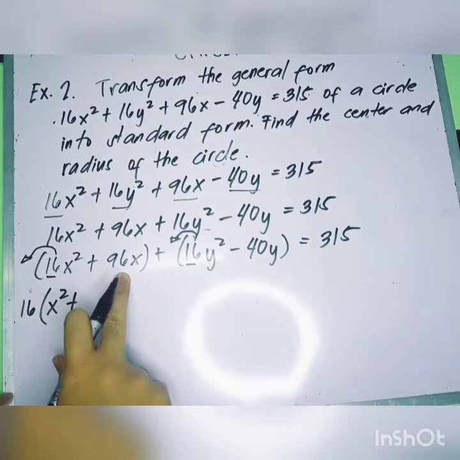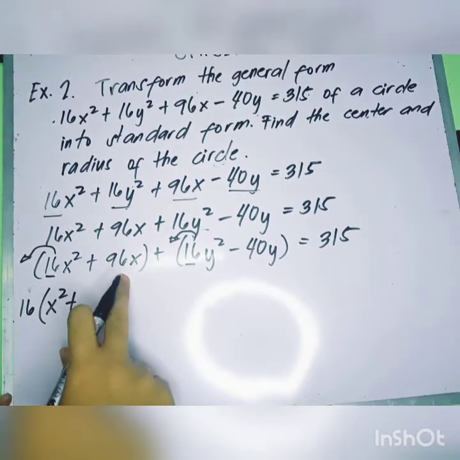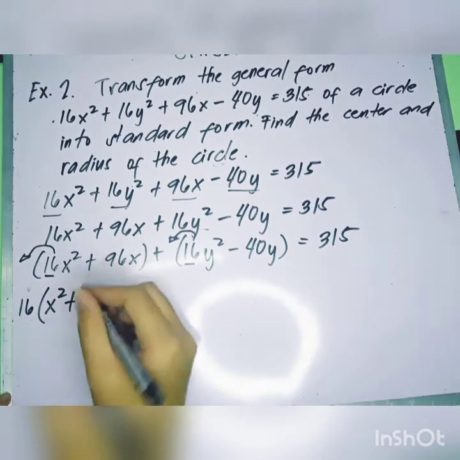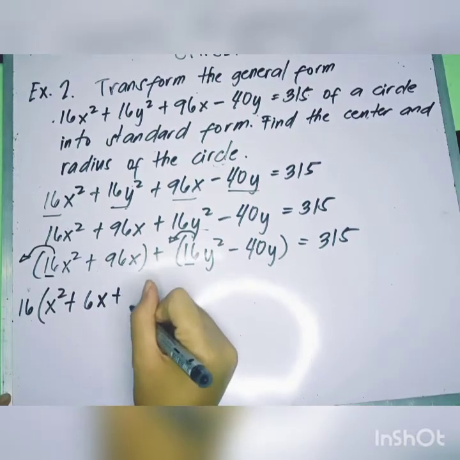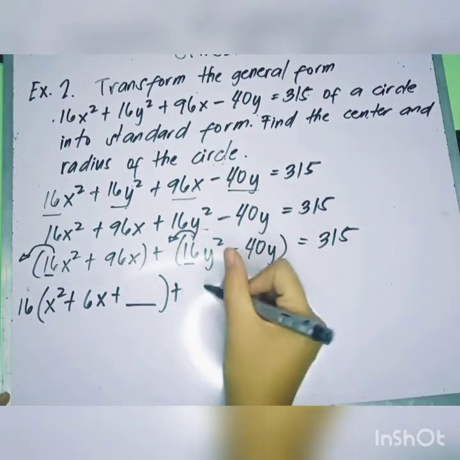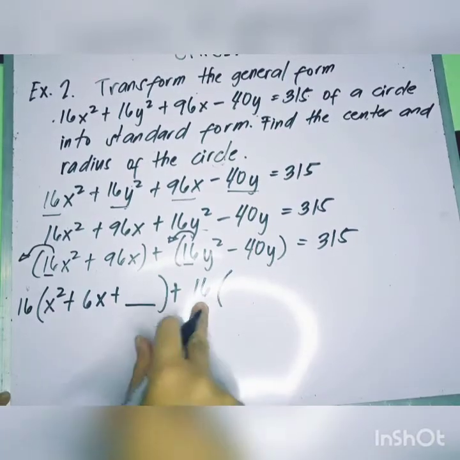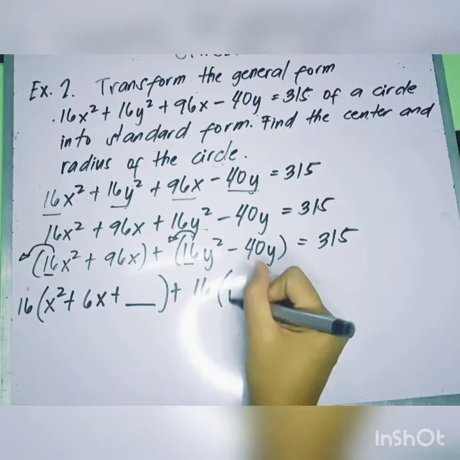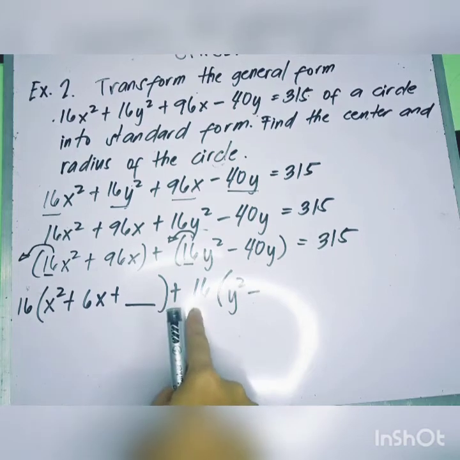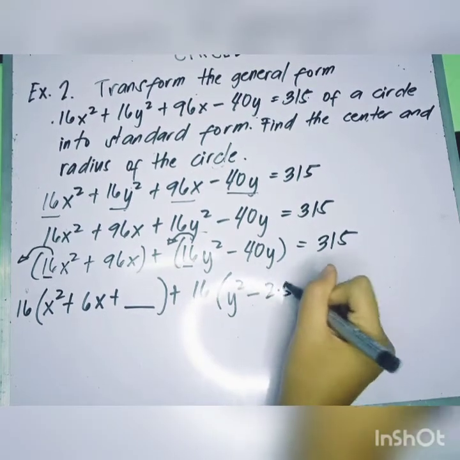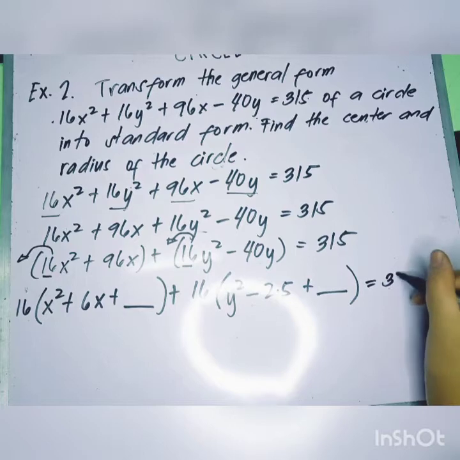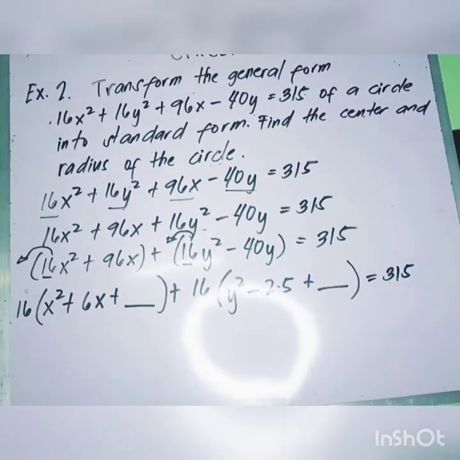So, ang gagawin natin sa 96, i-divide natin siya kay 16. So, mangyayari, 96 divided by 16 will have the value of 6x. Okay, plus, and then, for the third term, blank muna natin, and then plus, okay, again, ilalabas natin si 16 also. Pa-factor natin, so 16, labas. And then, si 16 na nilabas natin, i-divide natin siya by 40. So, 40 divided by 16, we have the value of 2.5. Okay, plus, and then blank for the third term, is equals to 315.